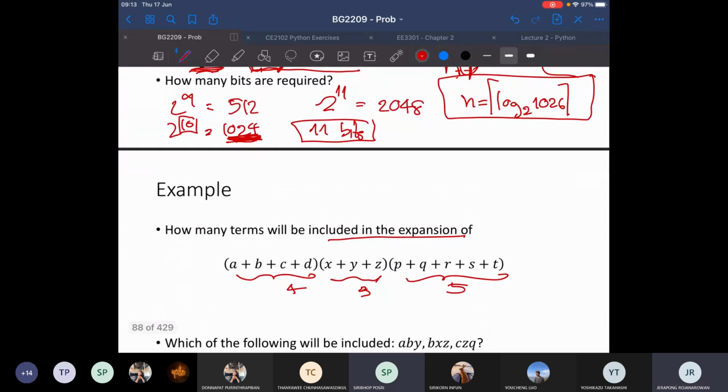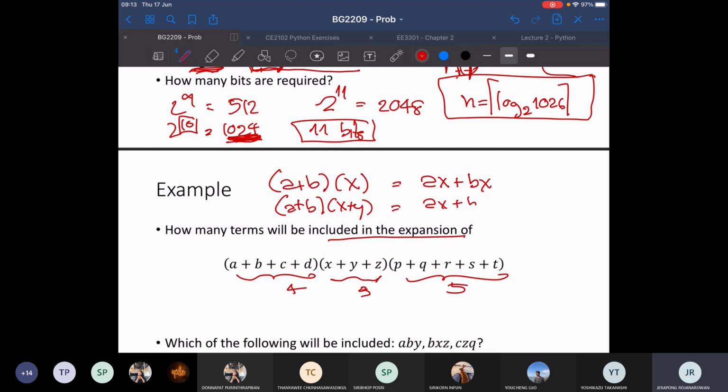All right. In order to answer this one, you have to try something like this. A plus B multiplied by maybe X, like this. So if you multiply them, what do you get? You're going to get AX plus BX, right? On the other hand, if you have A plus B multiplied by X plus Y, what do you get? You get AX plus BX plus AY plus BY, right? You can see clearly that if you have these two terms, you're going to get 4, right? So you have 4, 3, 5. What do you get? 4 times 3 times 5, right? So that's going to be the answer.